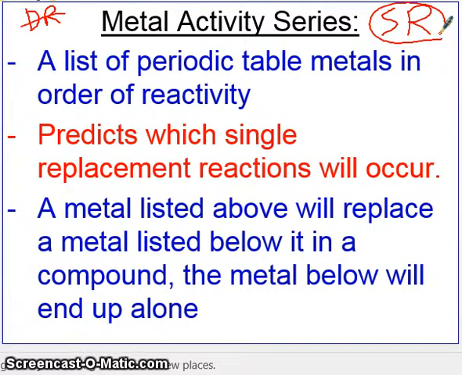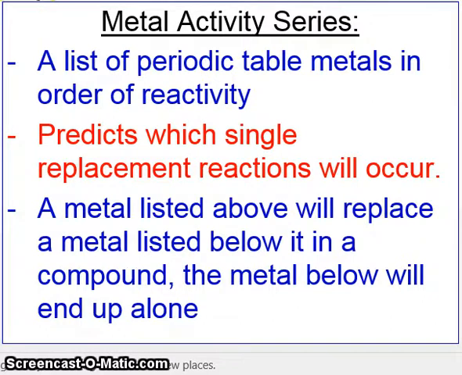So the activity series is a list of periodic table metals in order of reactivity, or in order of activity. And it predicts which single replacement reactions will occur. So here's how it works. A metal listed above is more active, so it will replace a metal listed below it in a compound. So the metal below, because it's less active, will end up alone, because the series lists the metals in order of activity. This will make more sense when we try a few examples.